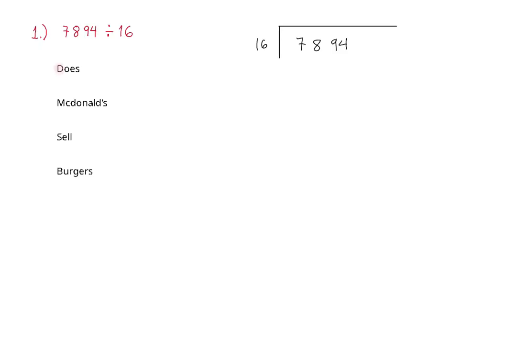Now start by dividing 78 by 16. Ask yourself how many times can 16 go into 78? And it can go in 4 times. So write the number 4 above the 8 in 78.